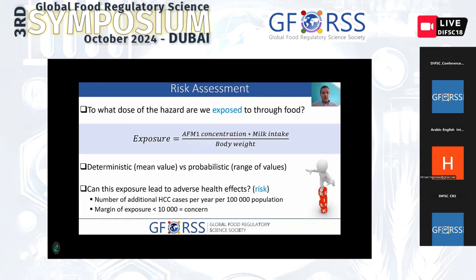It is also possible to use other approaches to quantitatively estimate the risk, like the hazard index or the margin of exposure approaches. In our case, we used the margin of exposure to estimate the risk through the consumption of milk.